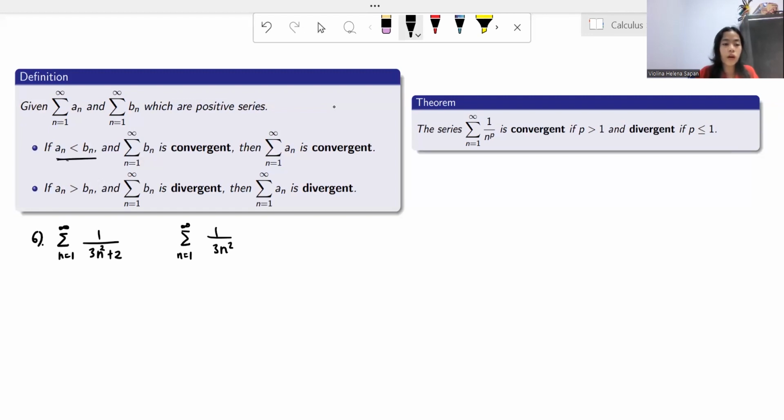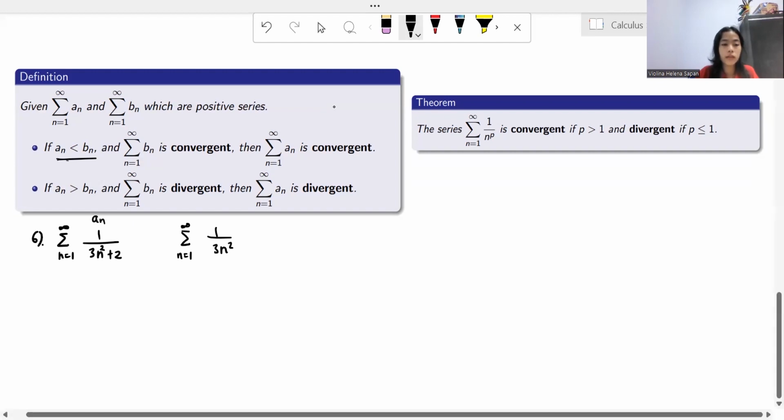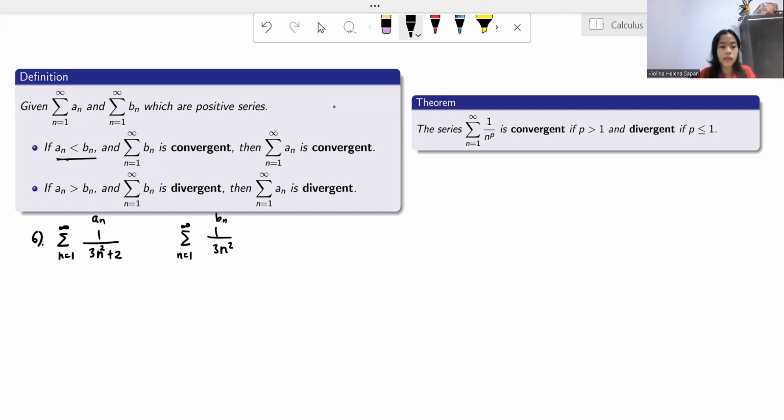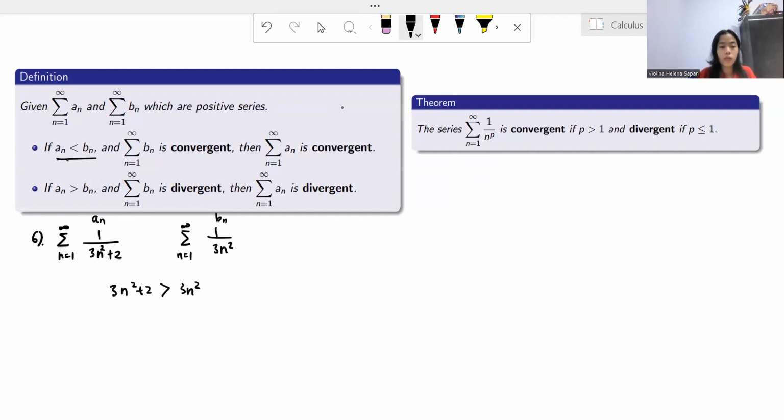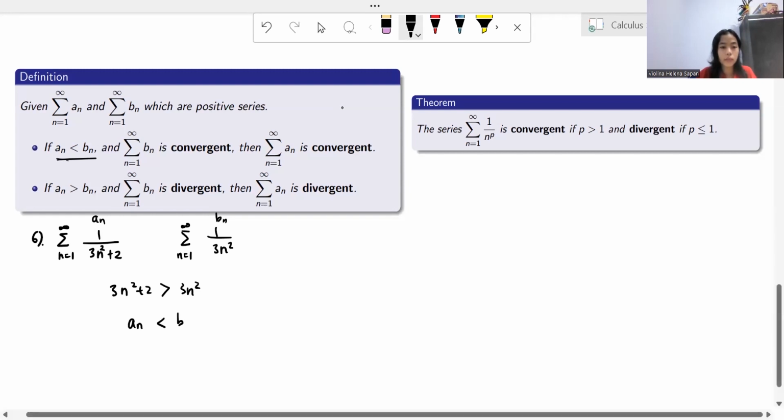But before that, I'm going to call the original series function an and the comparison series function bn. Okay, so as you can see here, the requirement is an must be less than bn. So you can see here that the denominator of an, which is 3n squared plus 2, is larger than the denominator of bn. When you divide by a larger number, you will get a smaller ratio. So we can conclude that an is less than bn.